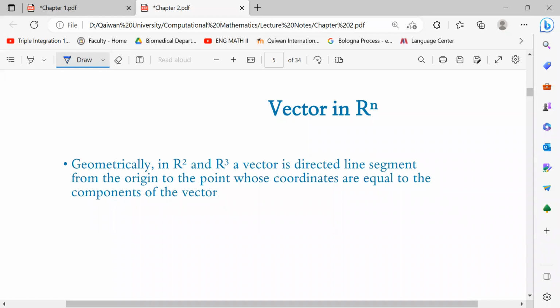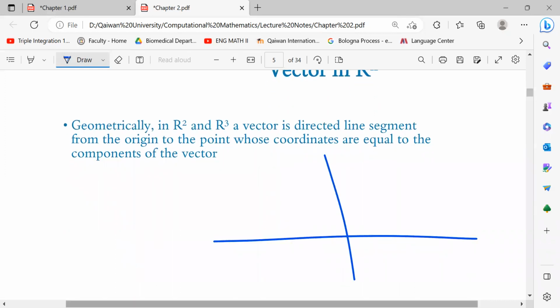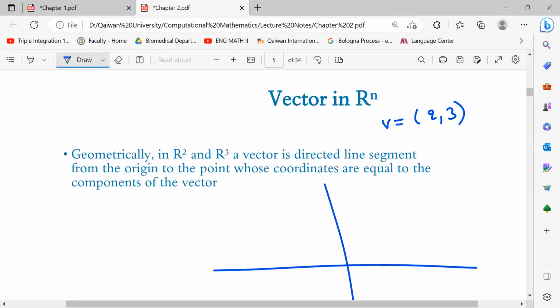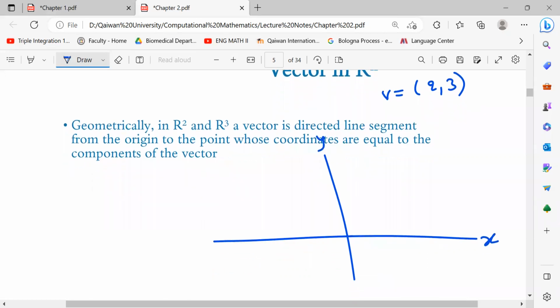To represent a vector for R2 and R3, we always start from the origin to the point which represents the vector. For example, here, if we have a vector (2, 3), this is a vector. What's the x value in the vector? 2, is it? And the y value is 3.